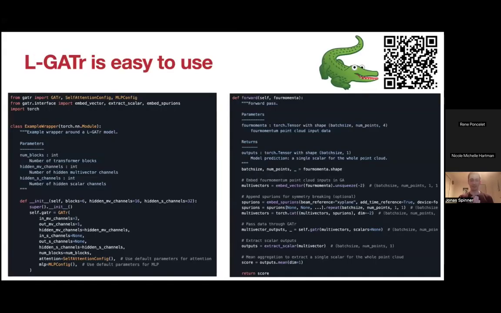Okay, then I want to quickly advertise our code base. We put a lot of effort into designing it in a way such that it's easy to access for others. It's well documented, and we included a lot of tests, so you can really check that the outputs of L-GATr are equivariant to 10 to the minus 5 precision or so.